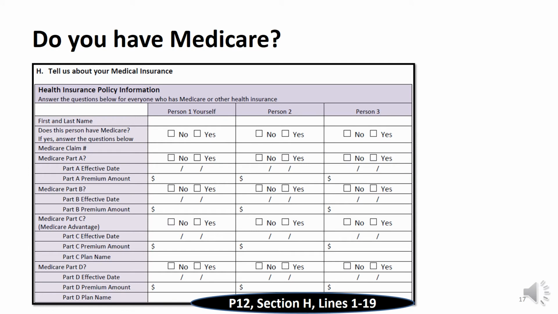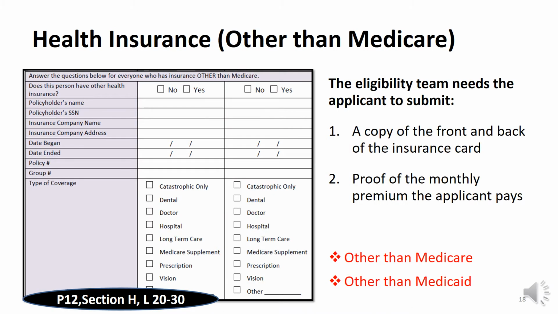Do you have Medicare? Answer the questions the best you and the applicant can, and you can find a lot of answers on the Medicare card, or the applicant can call the phone number on the card for answers to these questions. Health insurance other than Medicare in this section. Remember, the whole section here is about insurance other than Medicaid, and then this section specifically is also other than Medicare. So any health insurance other than Medicare and Medicaid in this section.